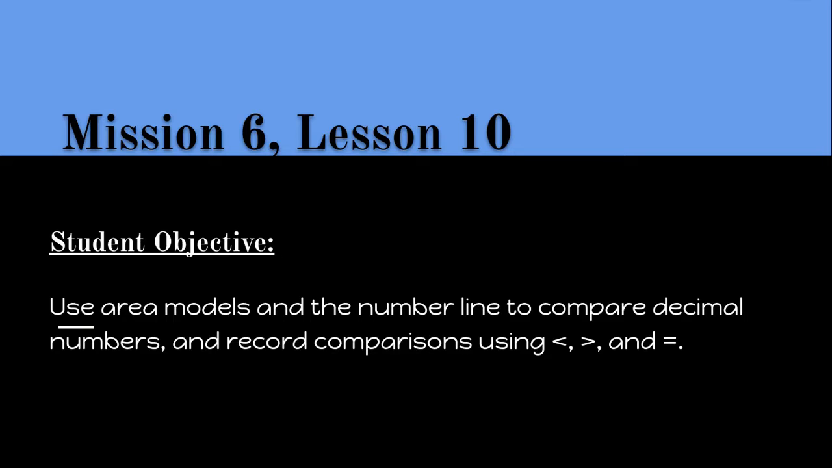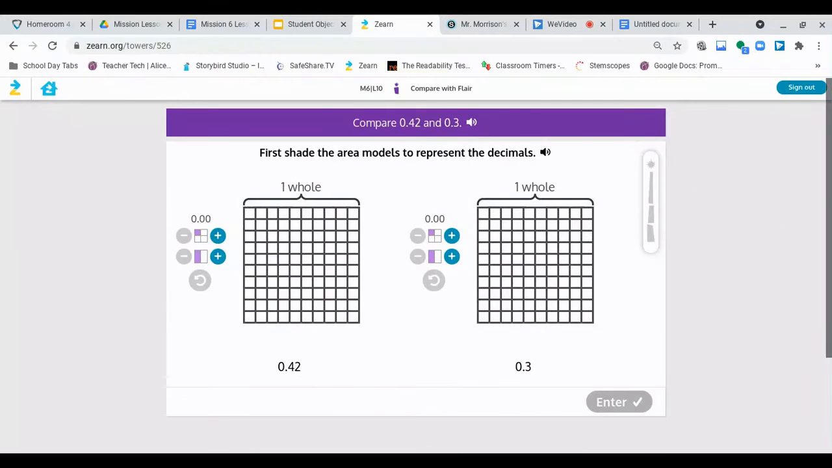Since this is pretty similar to the previous lesson, we're just going to go through today's tower together, right here and right now. We're going to start by comparing 42 hundredths and 3 tenths. So first we're going to shade the area models to represent the decimals. Here we're going to shade 42 hundredths.